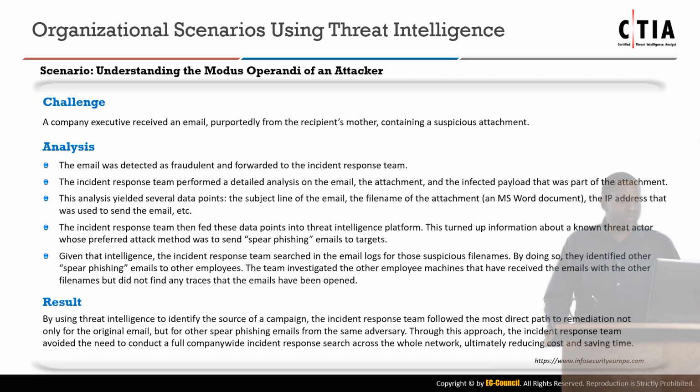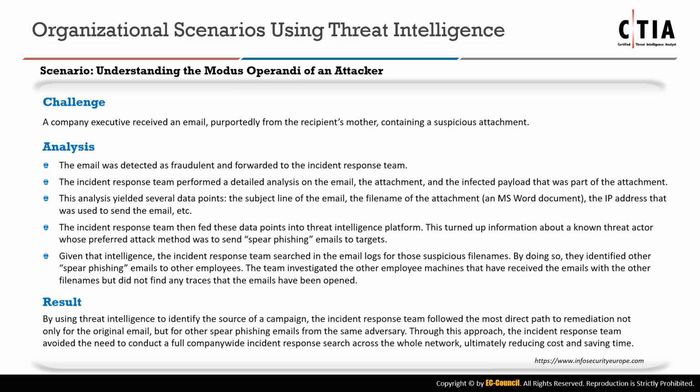Next, the analysis yielded several data points: the subject of the email, the file name of the attachment, for instance, an MS Word document, the IP address that was used to send the email. There may be other information, for instance, if this email was sent from specific sources, if it matched specific signature types. Then the incident response team fed the data points into their threat intelligence platform. This turned up information about a threat actor whose preferred method was to send spear phishing emails to targets.